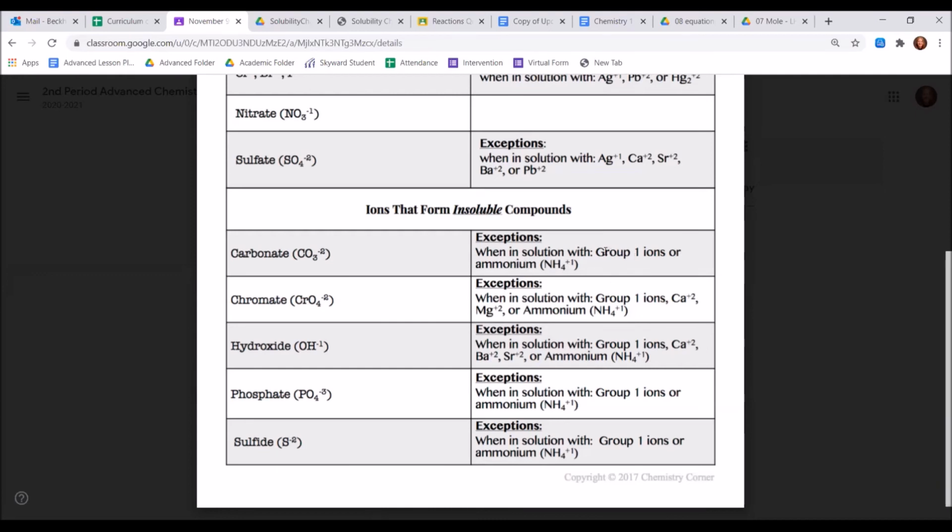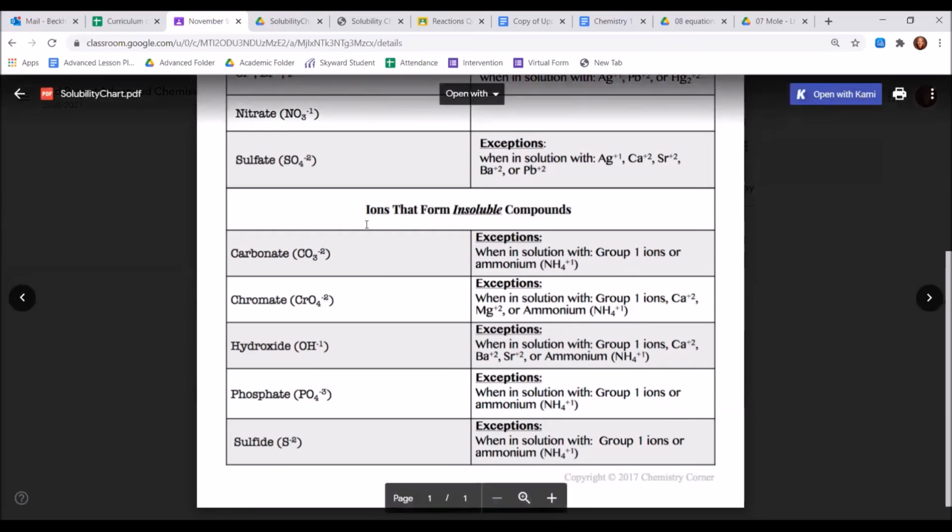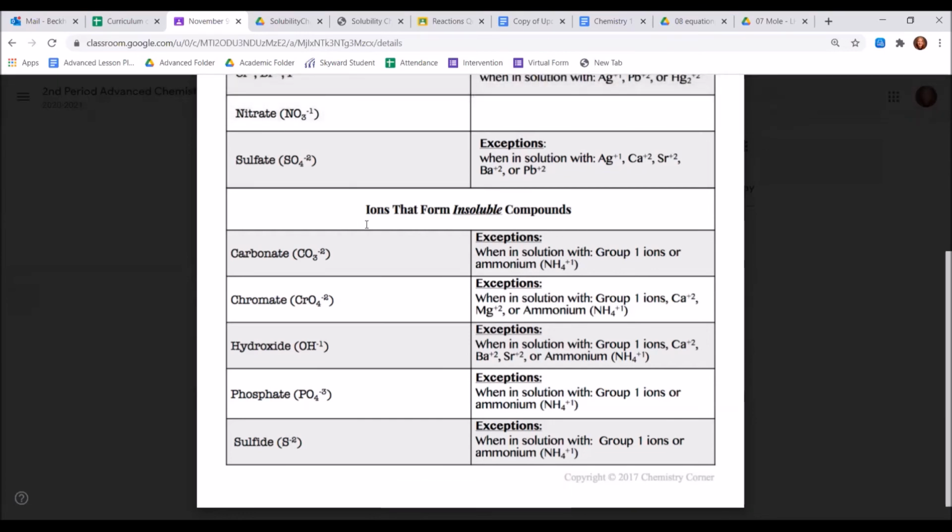Is lead part of group 1? No, so it's going to be insoluble. So it will not dissolve. And so you're going to circle that one because it says circle the product or products that are precipitates, right? Precipitates means that it's insoluble, that it's a solid, right?